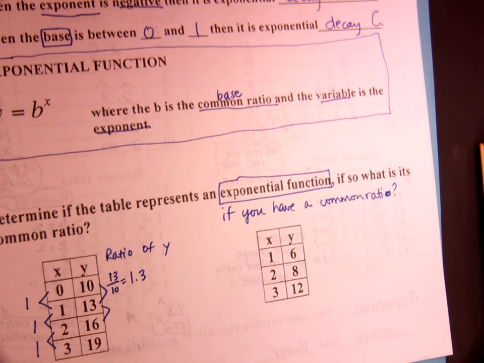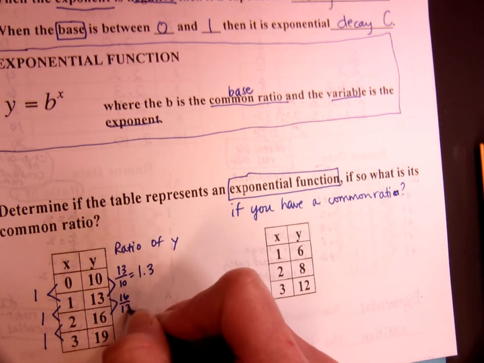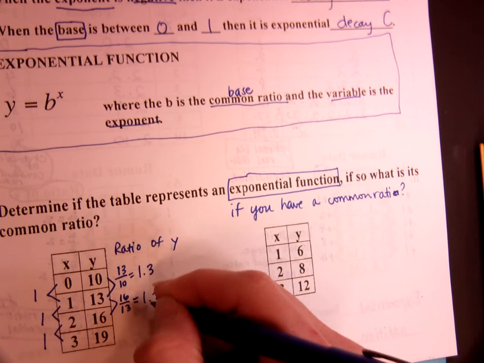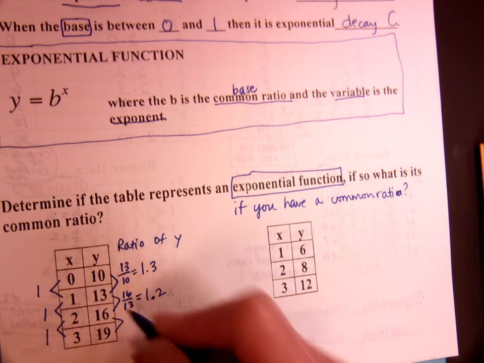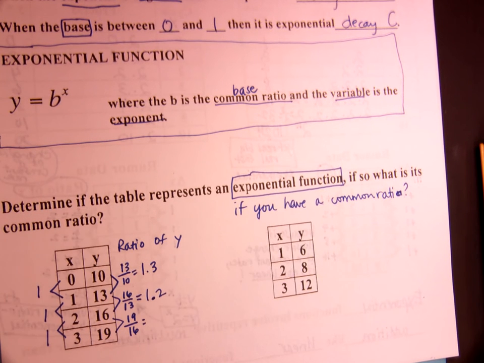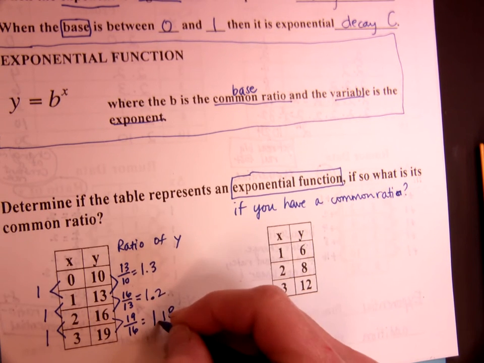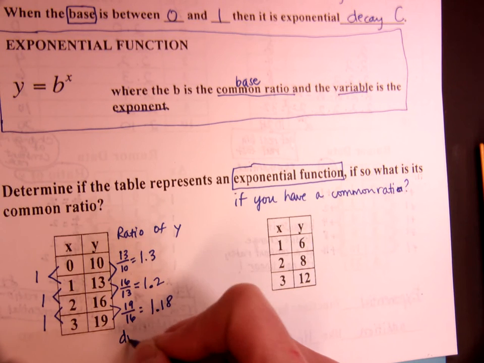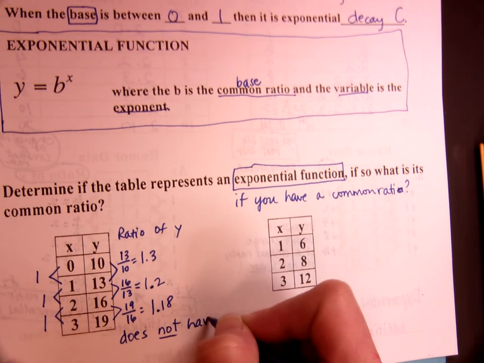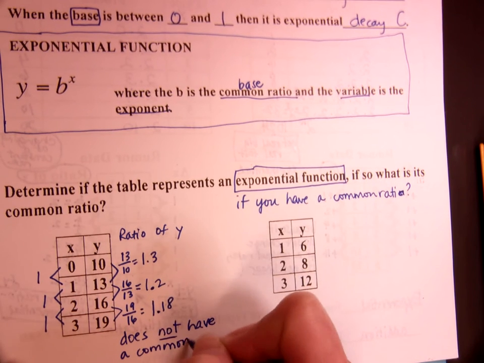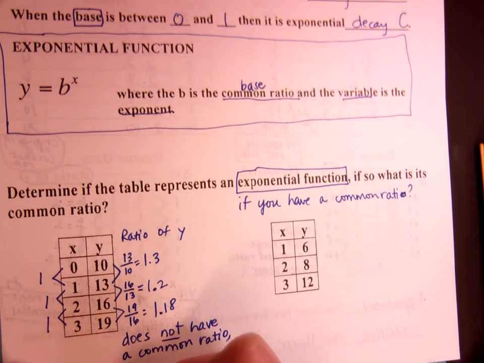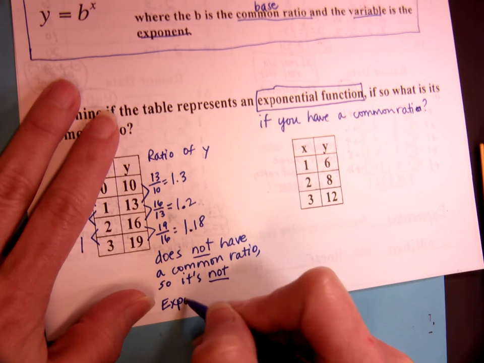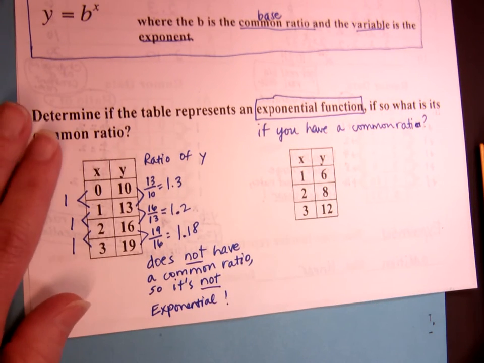Okay, look at the next one. What's the next ratio going to be? Good. 16 over 13. Is it 1.3? Put it in your calculator and see. 1.2. Look at the next one. 19 over 16. 1.18. Are those a common ratio? Are they exactly the same? No. This one does not have a common ratio. So it's not exponential. Because it does not have a common ratio, it is not exponential.